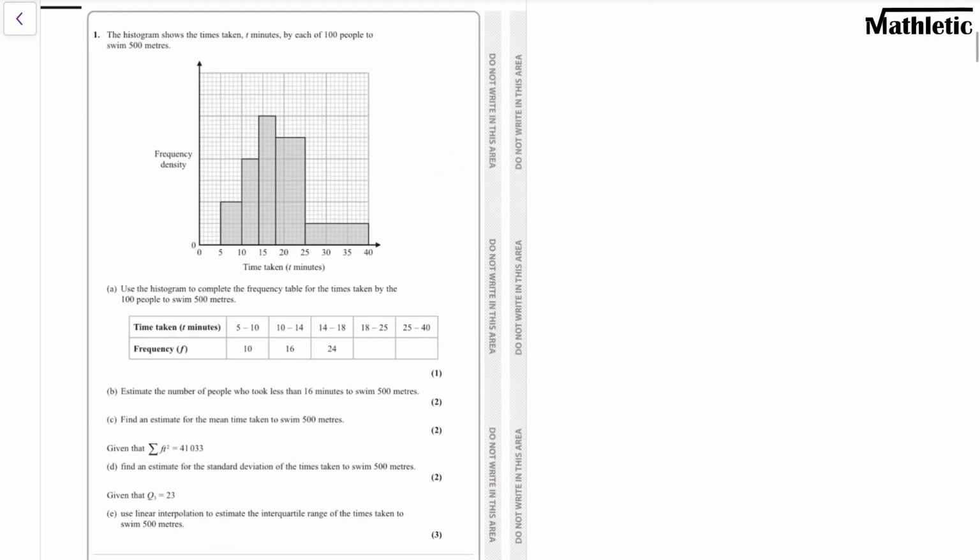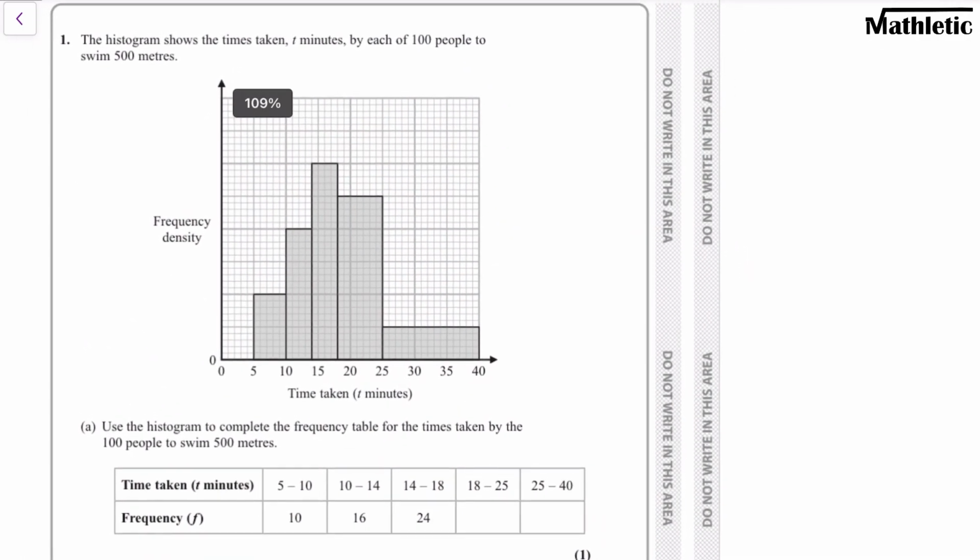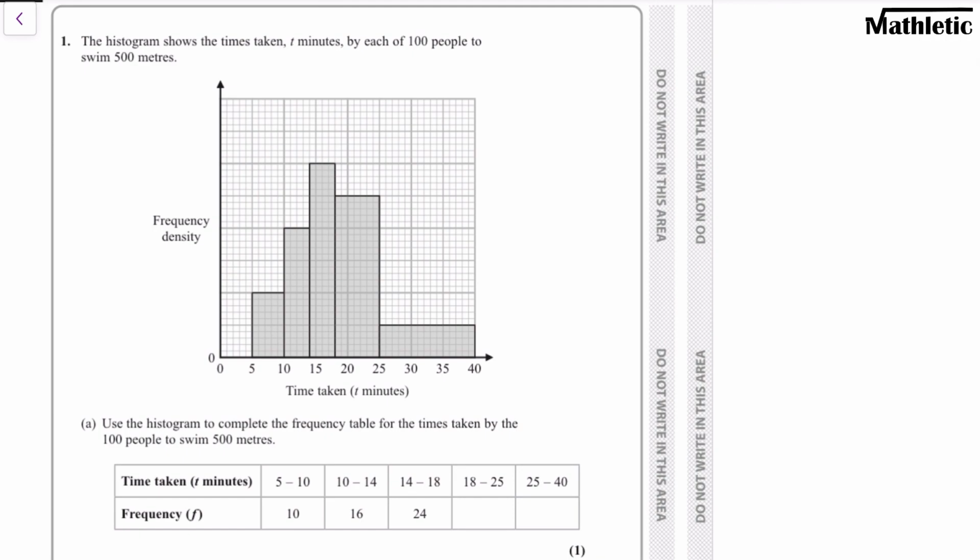The first question is based on a histogram. As you can see, we have the diagram and the table. For part A, you need to complete the frequency table. So we need to find the missing values, as in the frequencies for the last two bars. For each bar, you have the values given in the table. For the first three bars, it's completed. You need to find the missing values.